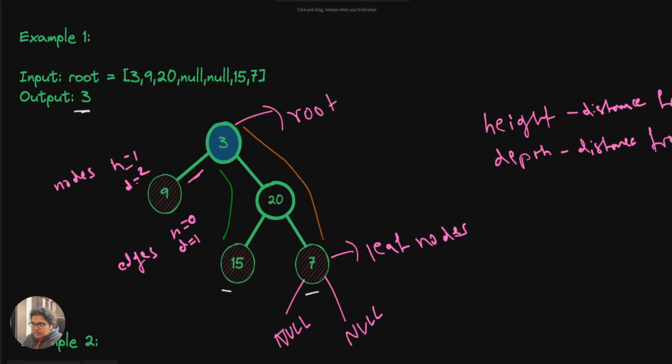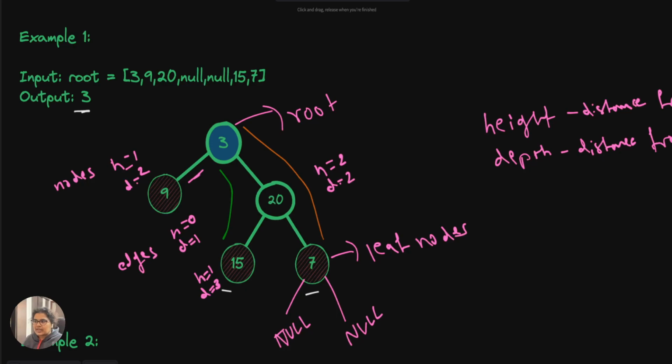Okay, now if you look at the same thing for node 20, let's look at only the number of nodes. Okay, height would be the distance from the leaf node. 7 is a leaf node, so there are 2 nodes, so height would be 2. Depth would be the distance from the root, which would be 2. Okay, now for 15, height would be 1 because it's a leaf node, and depth would again be the number of nodes till the root, which is why it would be 3. Okay, so that is how height and depth are defined.